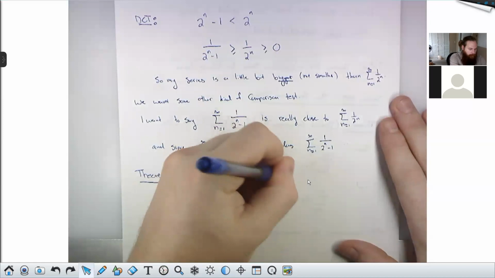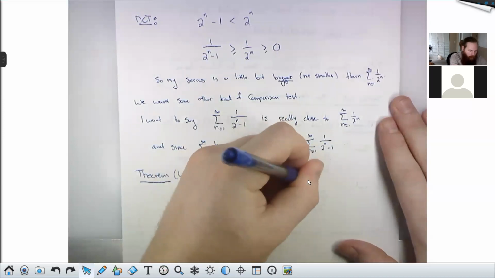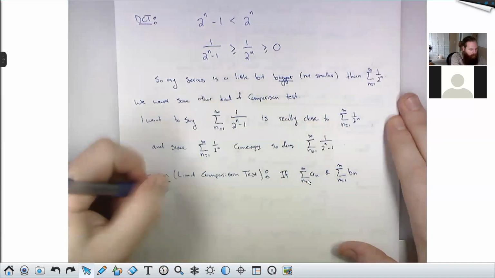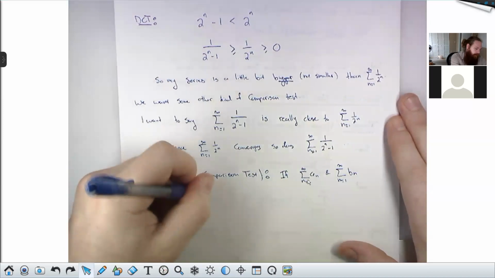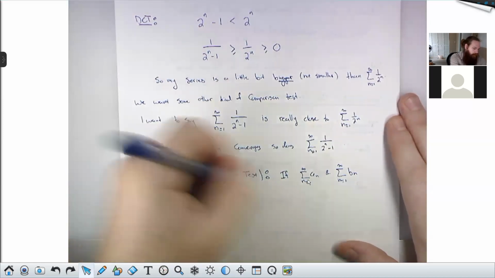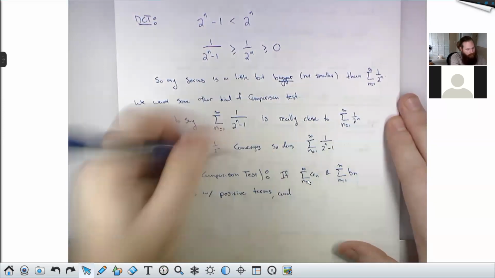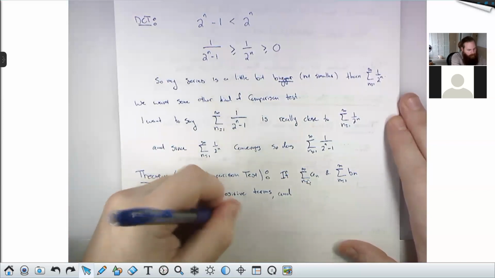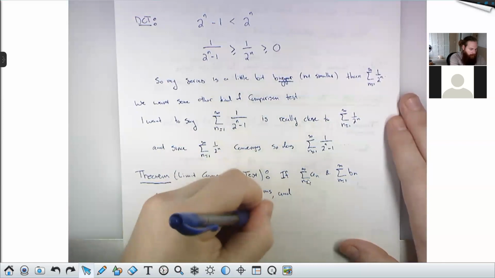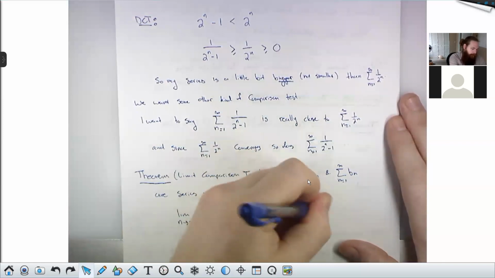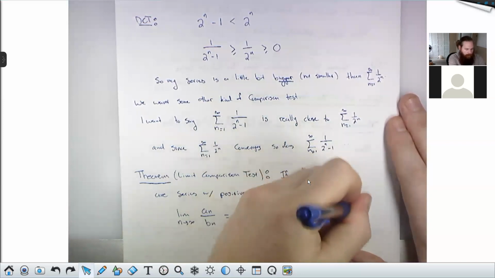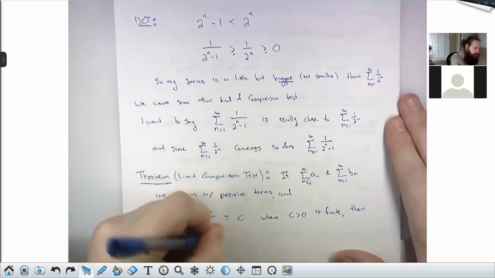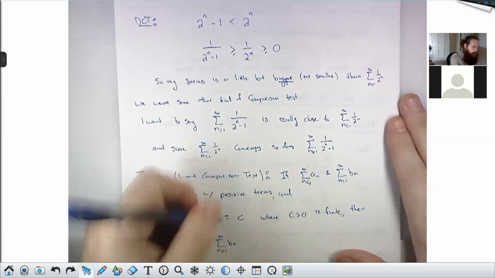What the limit comparison test says: if sigma from wherever to infinity of a_n and sigma from wherever to infinity of b_n are series with positive terms, and the limit as n goes to infinity of a_n over b_n is equal to some positive finite number, then sigma a_n and sigma b_n do the same thing.